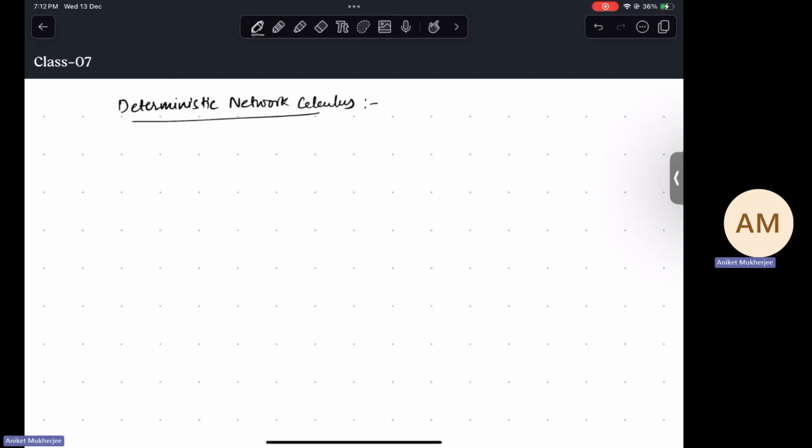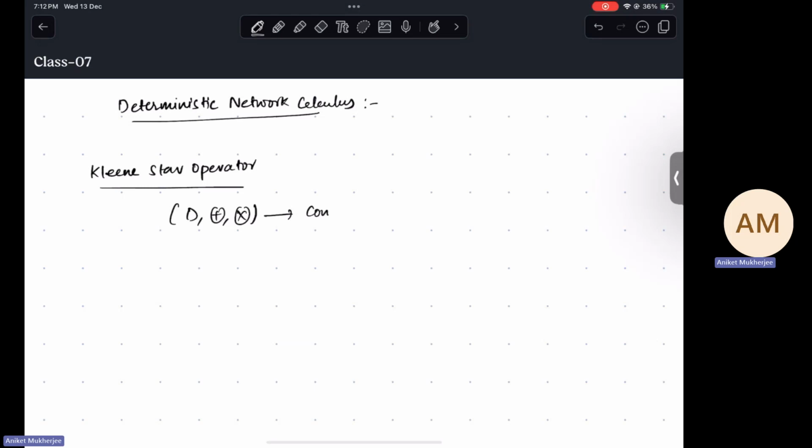So last class we saw some properties of convolution, and we also saw the Kleene star operator. So let me just refresh stuff about the Kleene star operator. The Kleene star operator was defined on a dioid. This is a complete dioid. That is important. Complete dioid.